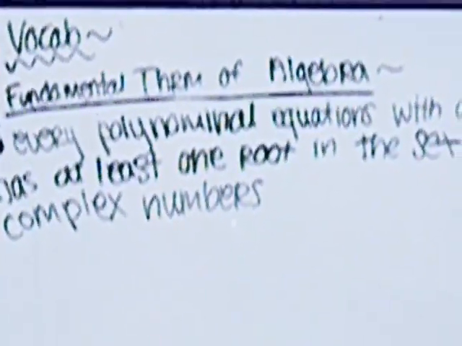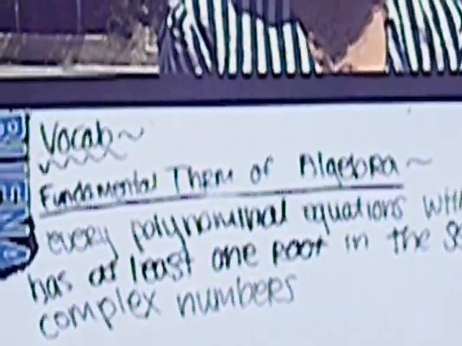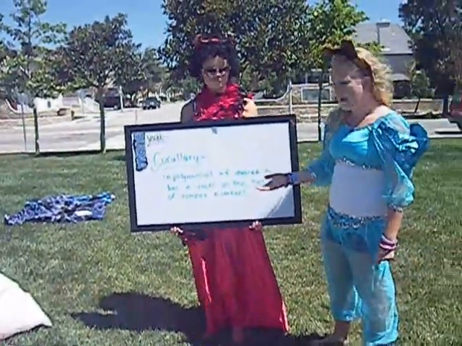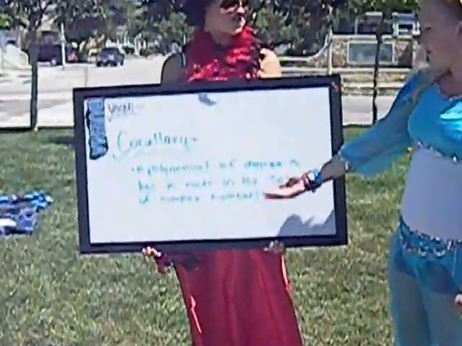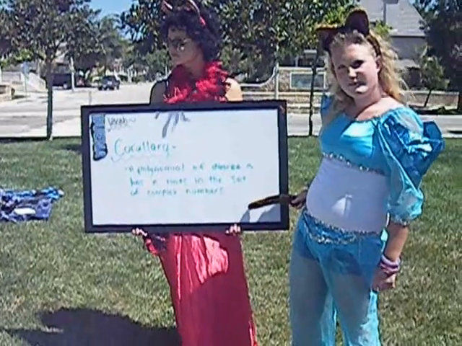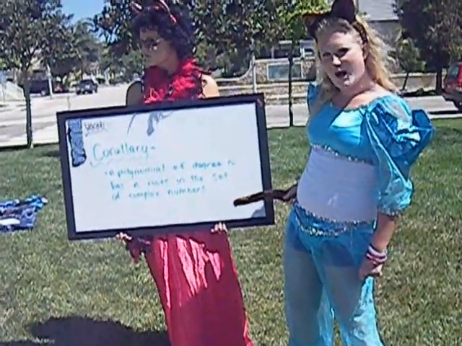I hope you wrote that down. The next vocab term is corollary. A polynomial of degree n has n roots in the set of complex numbers, as you can see. I hope you copy this down.